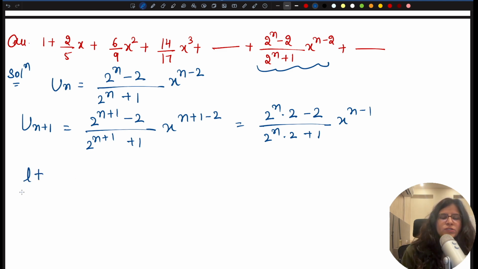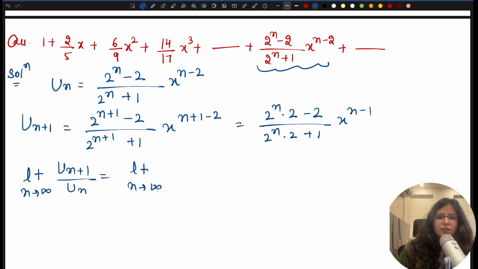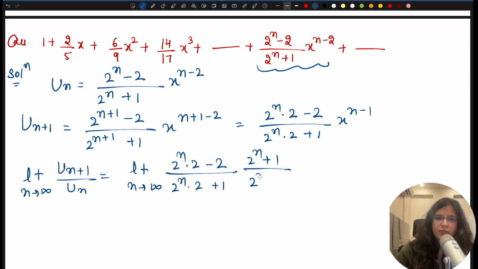You find the limit as n tends to infinity of un plus 1 by un. And that's equal to the limit of (2 to the power n into 2 minus 2) divided by (2 to the power n into 2 plus 1), and then it is (2 to the power n plus 1) by (2 to the power n minus 2) into x to the power n minus 1 by x to the power n minus 2. un is in the denominator, and un plus 1 is in the numerator. So this will be in the numerator and this will go in the denominator.